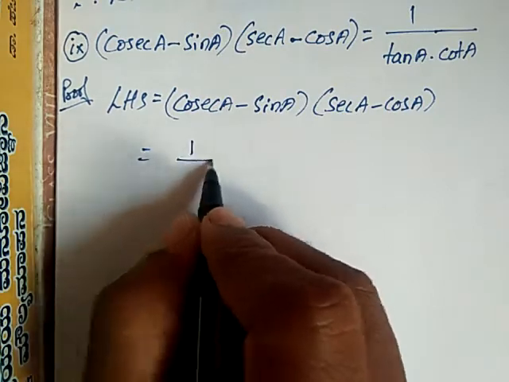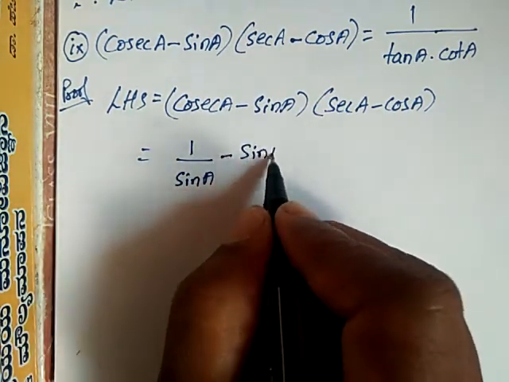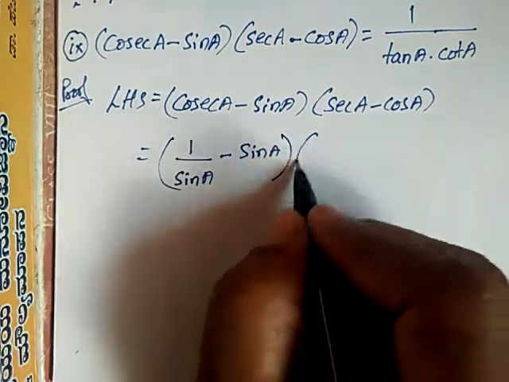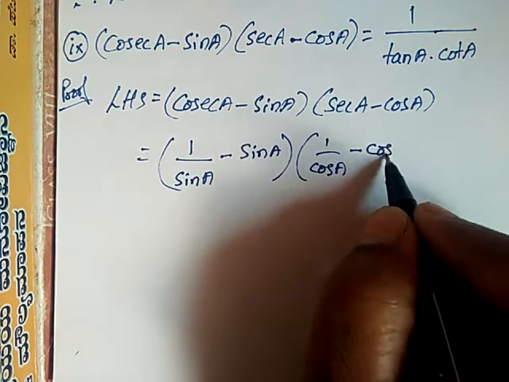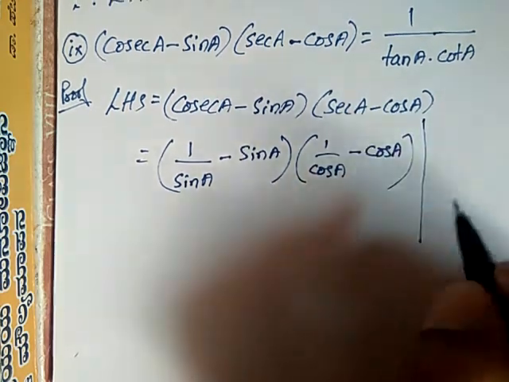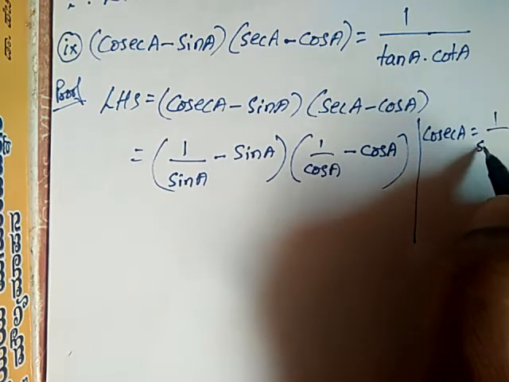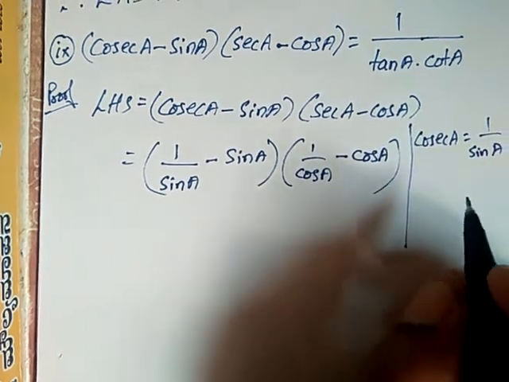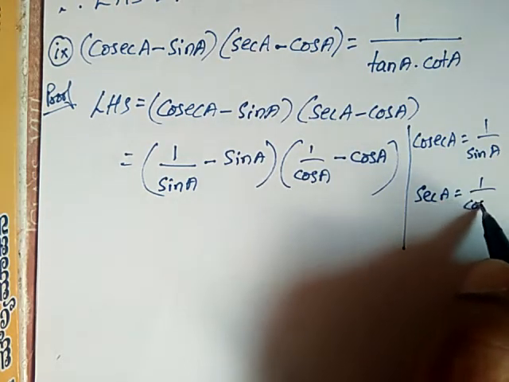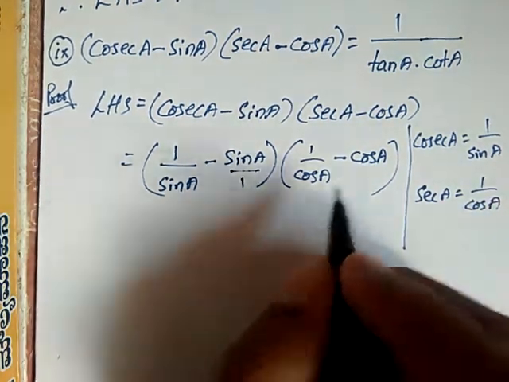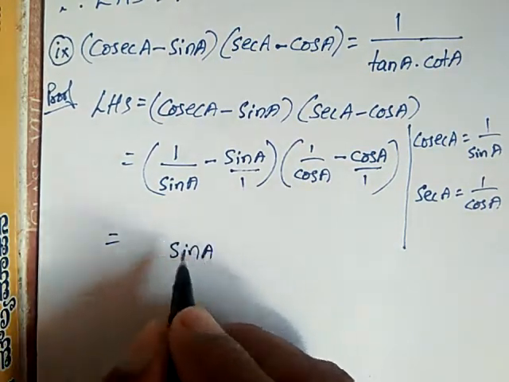So cosec A can be written as 1 by sin A minus sin A, into 1 by cos A minus cos A. Why? Because cosec A is equal to 1 by sin A and sec A is equal to 1 by cos A. Now take the LCM. If nothing is there, 1 is there. So sin A is the LCM here.